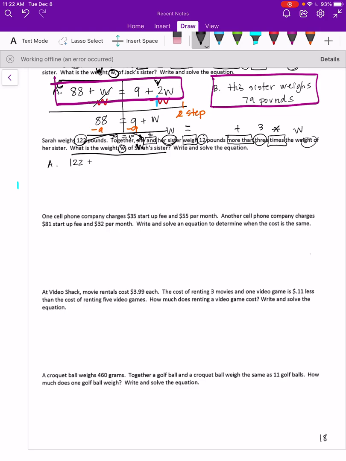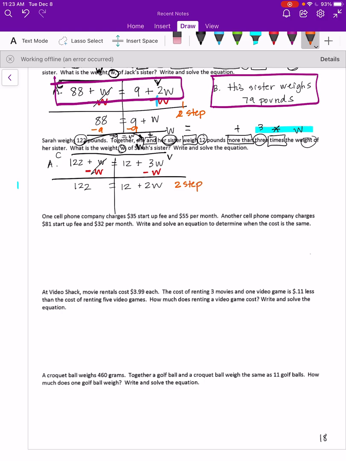122 plus W equals 12 plus, and once again, you got to put these together. You can't write 3 times W. You're going to write 3W. Did you get it right? Hopefully you said yes. So once again, we need to put variables on one side, constants on the other. I think I'm going to make this my variable side again and this my constant because this is a 3W. So first job, get my variables on the same side. So I'm going to bring down 122 equals 12, and then I have 3W minus W, which would be a 2W.